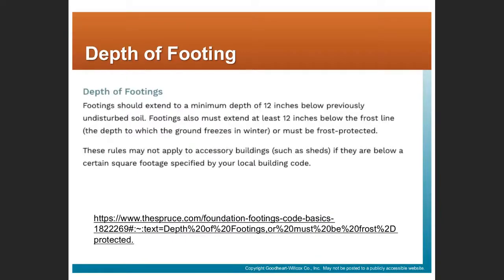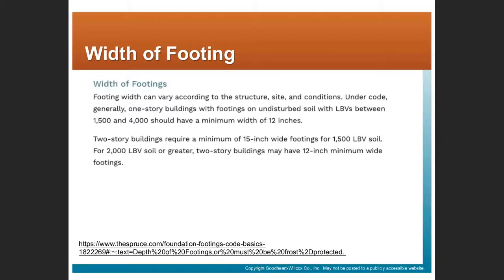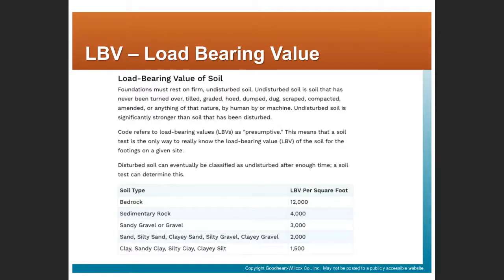Right, so footings have to extend 12 inches below previously undisturbed soil and be 12 inches below the frost line. The width of the footings depends on the nature of the soil. It says here minimum width of 12 inches. Typically the footing is at least twice as wide as the foundation wall. And this LBV, load bearing value of the soil, I believe it's in pounds per square, here it is, in pounds per square foot. So again, depending on the nature of the soil that you're building on, you may have to widen the footings.